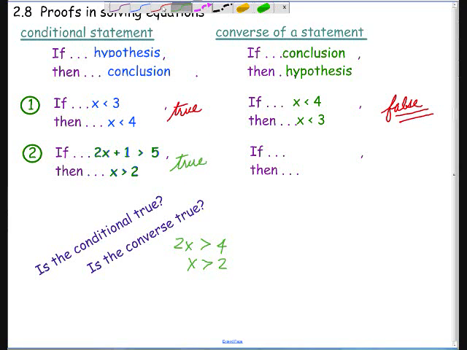All right. So does it follow then that the converse is true? If x is greater than 2, is it necessarily true that 2x plus 1 will be greater than 5? Well, it turns out that, and you can work it out yourself, but this is also true. So it could be that the converse is true, or it could be that the converse is false. You actually have to think it through.